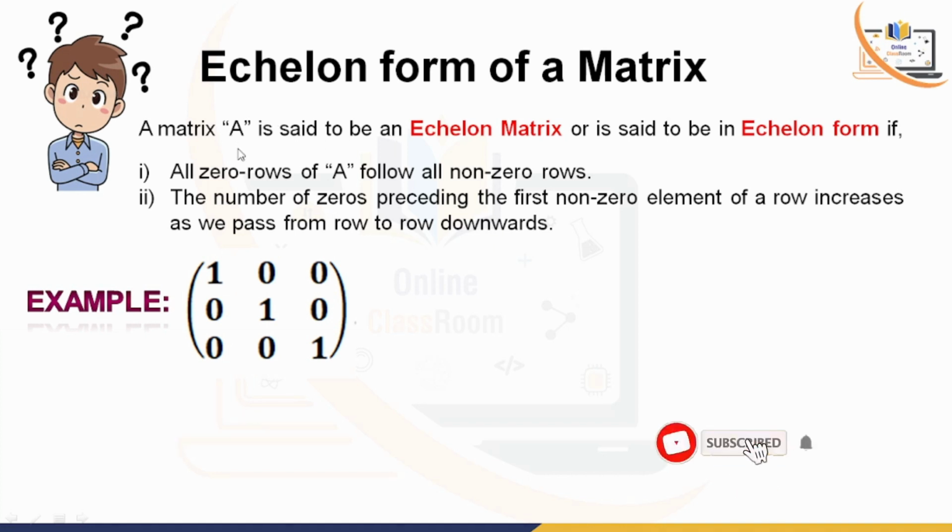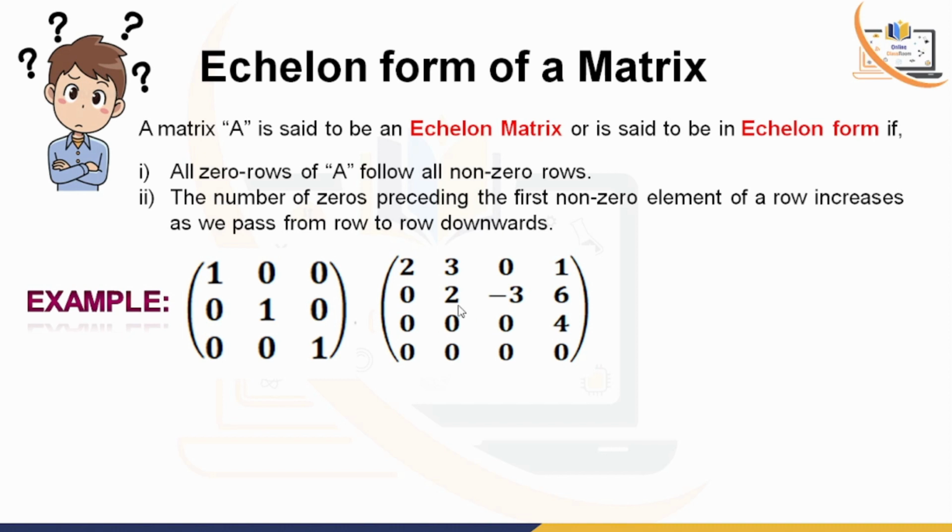Suppose a matrix is given, say A. It is called an Echelon matrix or Echelon form if, as we move downward, the number of leading zeros is increasing. Look at this particular matrix. This is basically the identity matrix of order 3 cross 3. But if we move downward in this direction, the number of leading zeros, this is 1, this is 2. So the number of leading zeros is increasing. This is the basic idea of an Echelon matrix.